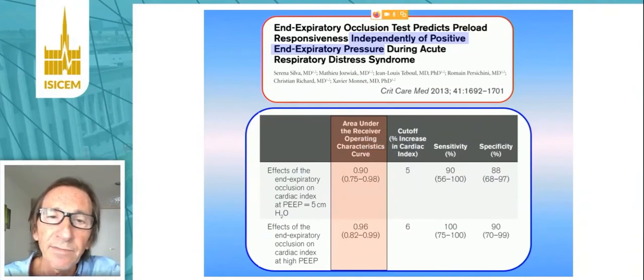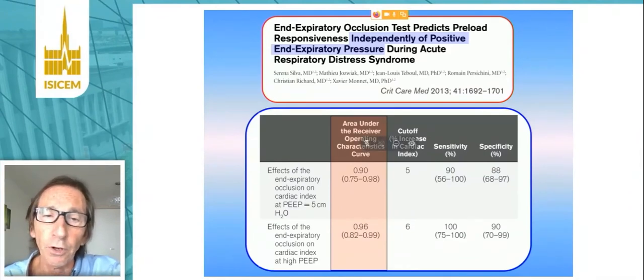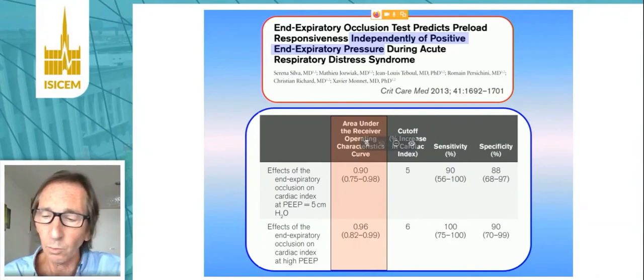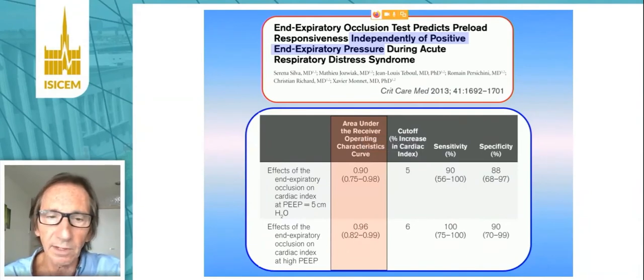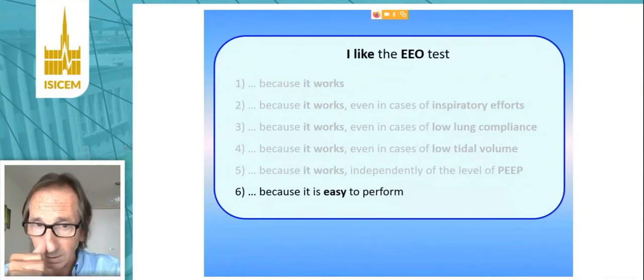We looked at the effect of the end expiratory occlusion test, and after we gave fluids to patients, as you can observe, the area under the ROC curves for low PEEP as well as for high PEEP were excellent. So we can predict responsiveness independently of the level of PEEP using this end expiratory occlusion test.